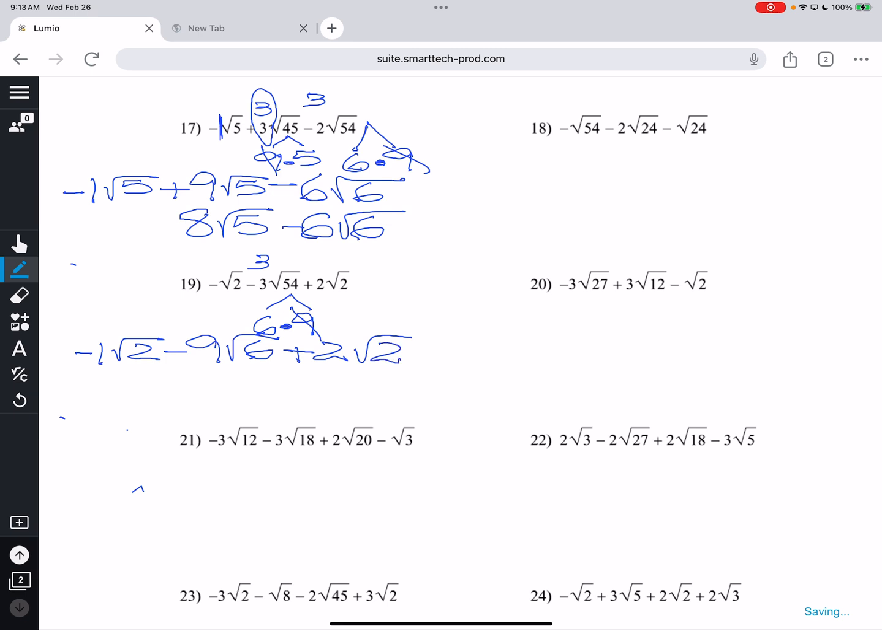So what would be the final answer for this, Avery? 1 radical 2 minus 9 radical 6. Yes, ma'am. 1 radical 2 minus 9 radical 6.